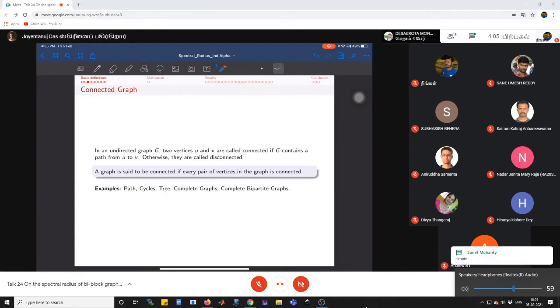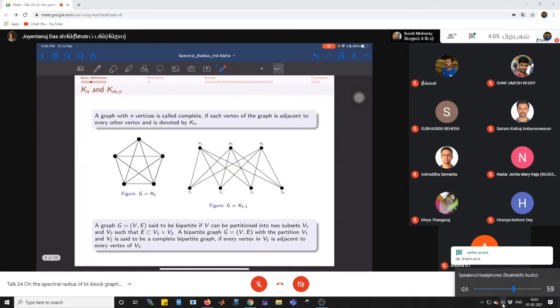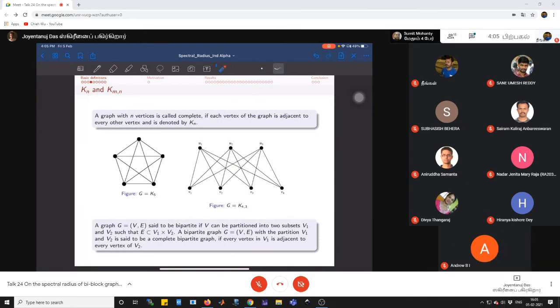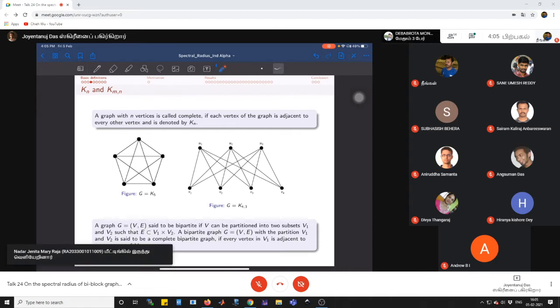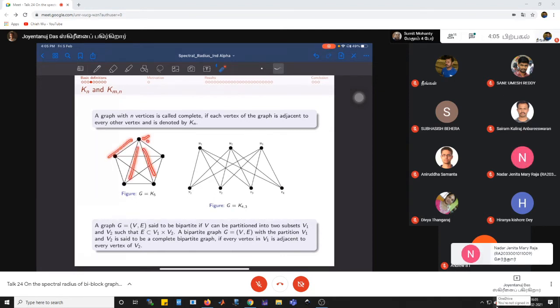So here we will mainly focus on complete bipartite graphs, and for that I will give the definition of both complete graph and complete bipartite graph. A graph with n vertices is said to be complete if each vertex of the graph is adjacent to every other vertex in the graph, and it will be denoted by K_n. For example, this figure is K5, where this vertex is connected to all the other vertices, and the same is true for all other vertices.